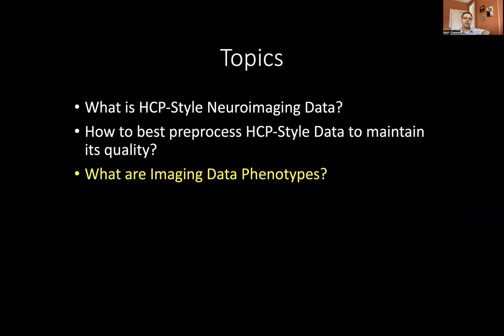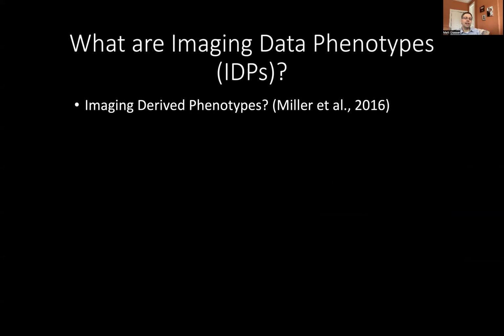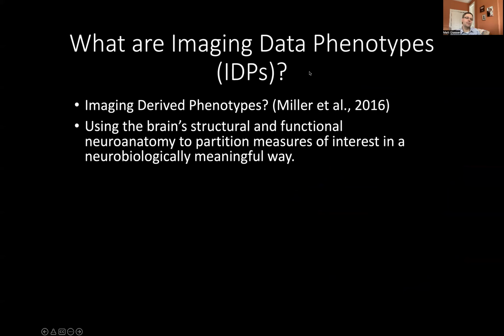So we've got our data preprocessed. What about these imaging data phenotypes? Well, what do I mean by that? This is something similar to the imaging derived phenotypes, which is something that somebody else came up with. And I happen to forget what the D stood for. So I've made IDPs a slightly different acronym, and I'm going to have a slightly different take on it than they did in the biobank paper.